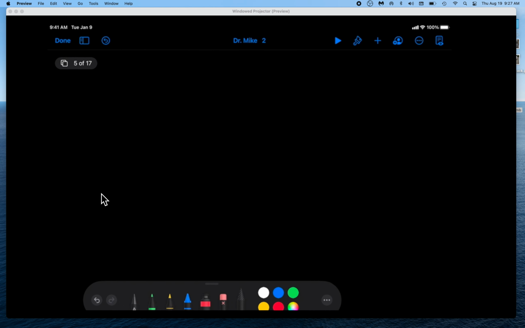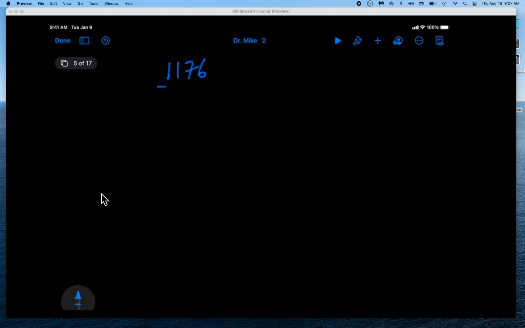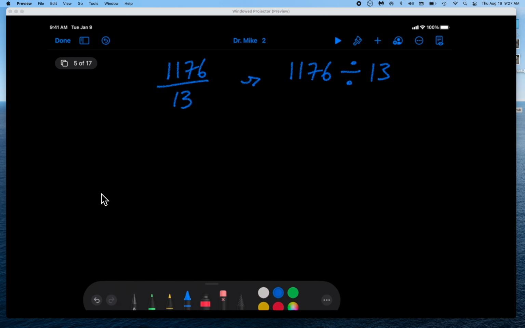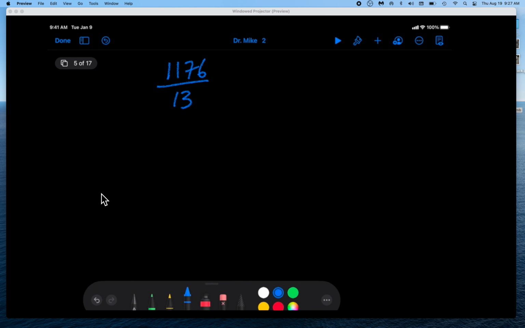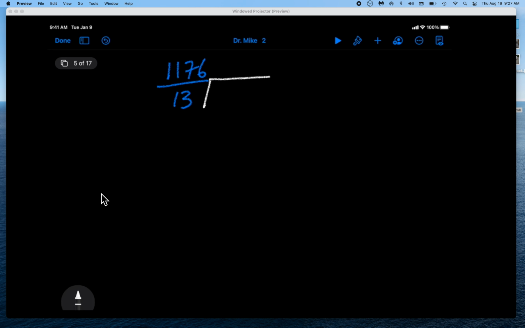Let's do another one. How would you handle this problem? Remember, a fraction is a division problem. It's another way to say that. Okay. How do we handle division problems of fractions? We build a box and we drop the numerator into the box.